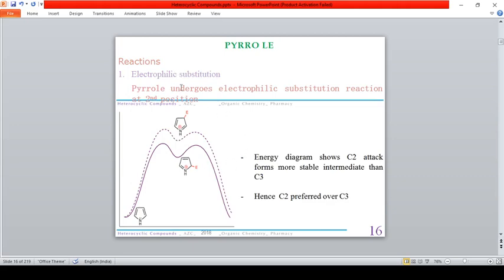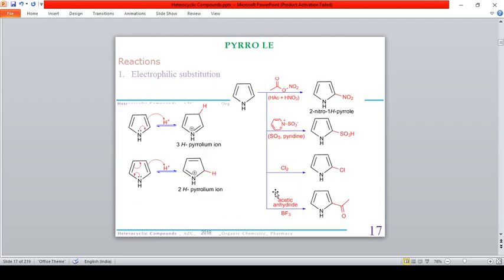Now comes the electrophilic substitution reaction, and from this we can clearly see the resonance energy of the two resonating structures formed, one in the carbon 2 attack, another in the carbon 3 attack. Clearly from the energy diagram we can see the resonating structure formed in the carbon 3 attack has more energy, so it is less stable. Now comes the reaction.